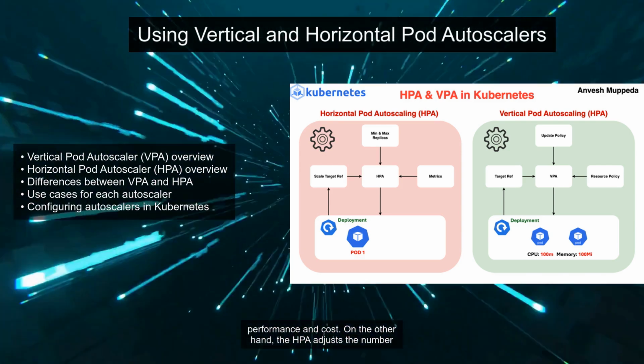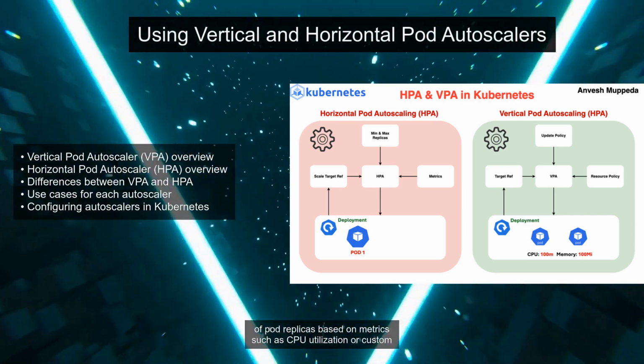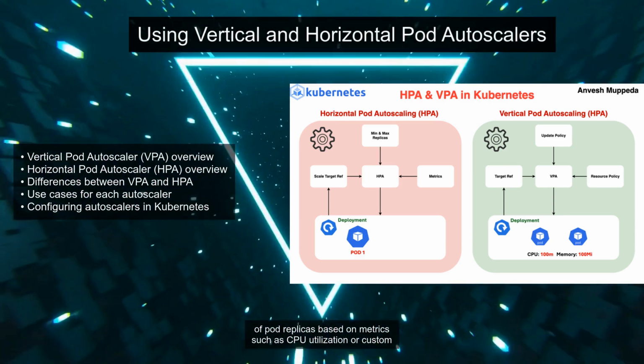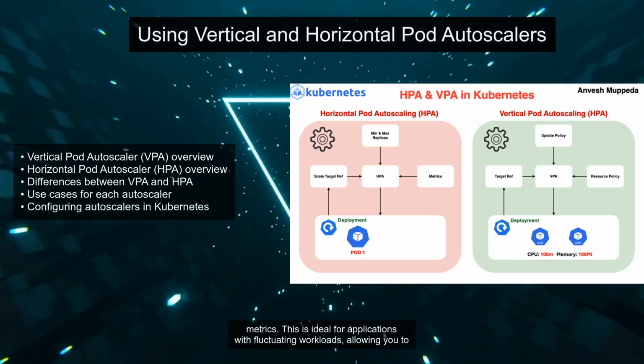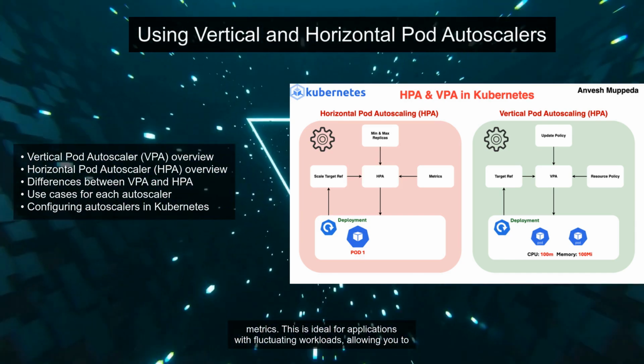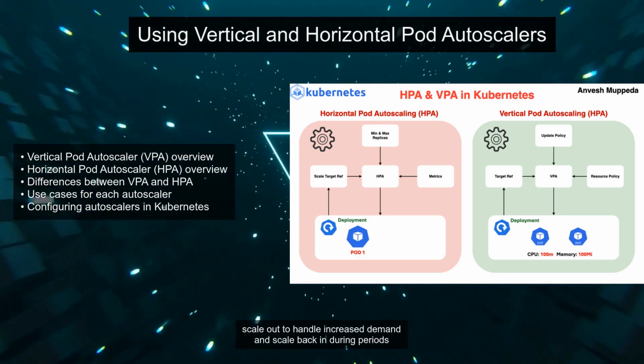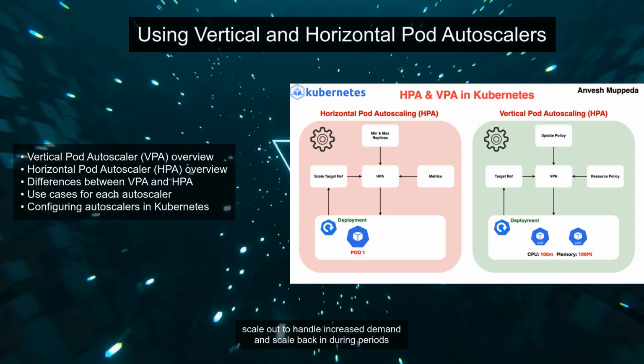On the other hand, the HPA adjusts the number of pod replicas based on metrics such as CPU utilization or custom metrics. This is ideal for applications with fluctuating workloads, allowing you to scale out to handle increased demand and scale back in during periods of low activity.